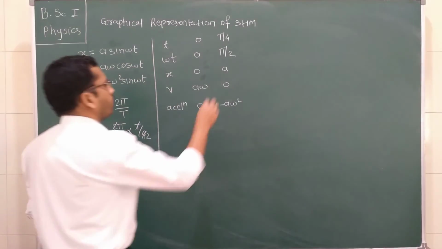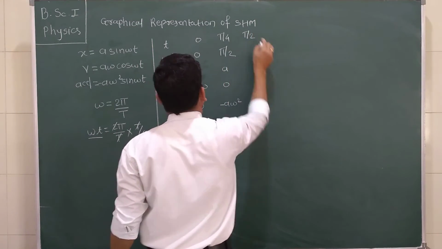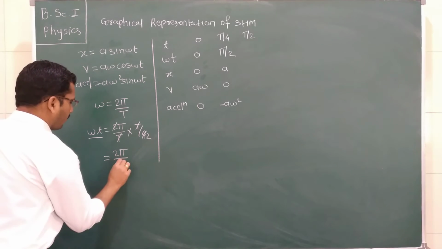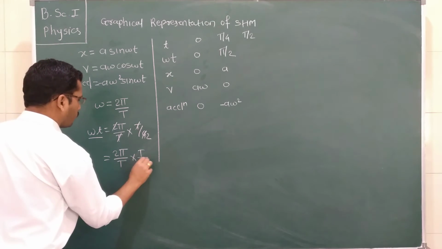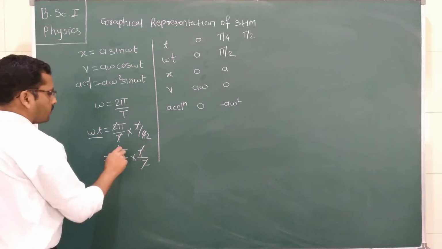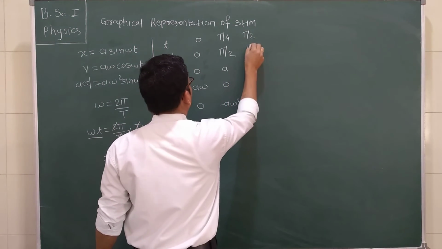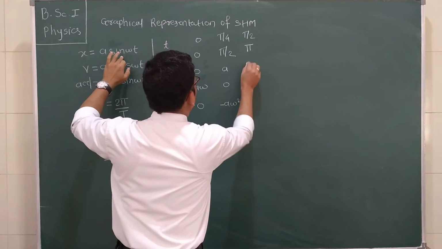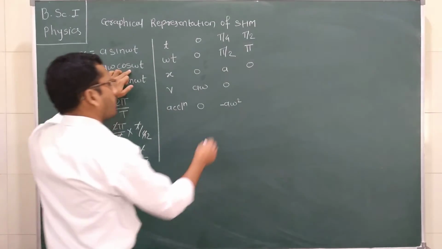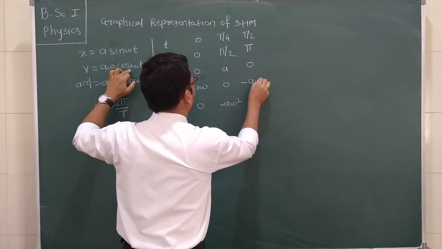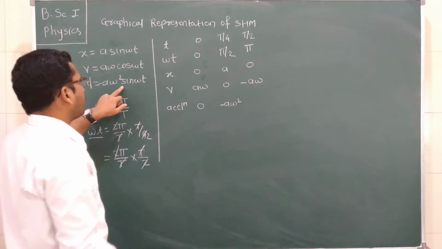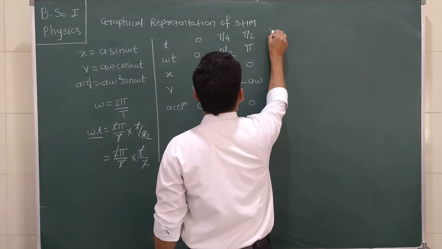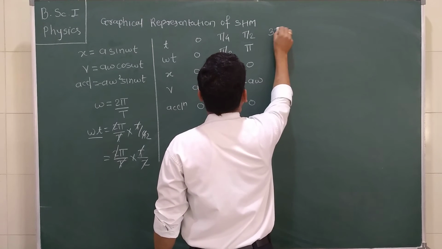When t is equal to T by 2, omega t is equal to 2 pi upon capital T into T by 2. The 2 gets cancelled, T gets cancelled, so it is equal to pi. Now sin pi is equal to 0. Cos pi is equal to minus 1, so it is equal to minus a omega, and here again it is equal to 0.